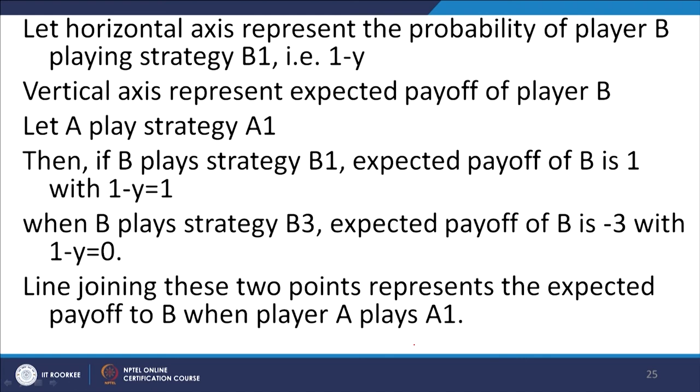And when B plays the strategy B2, the expected payoff of B is minus 3, with 1 minus y equal to 0, that is y is equal to 1. I am sorry, there is a slight correction, this should be B2. Okay, so the line joining these two points should represent the expected payoff to B when the player A plays the strategy A1. So it is exactly along the same lines as we have done in case number 2.